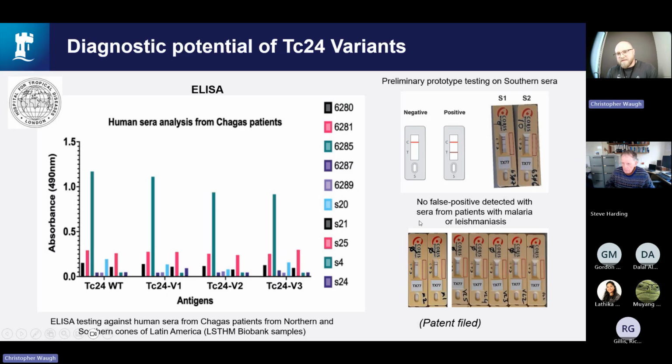We also collaborated with a company called Chorus. This was done through 2017, which is a charity set up by a professor in Kent, Barry. This was proof of concept, but we put the molecule onto a test strip to see if it would test positive. And it did test positive, particularly with Southern Hemisphere strains.